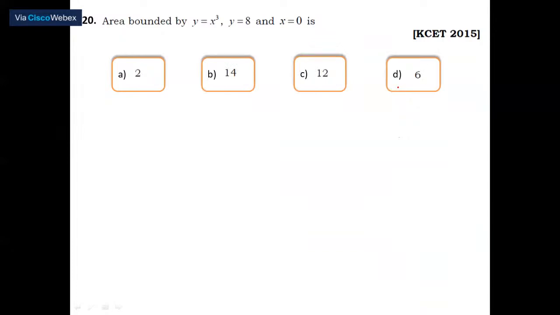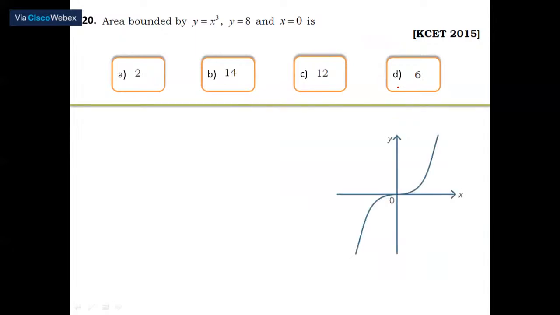So to find out the area, first let us consider the curve y is equal to x cube. Then it is the line y is equal to 8. When it is y is equal to 8, it is a straight line parallel to our x-axis. And x is equal to 0 is nothing but our y-axis. So here we have to find out the area bounded by these three curves.